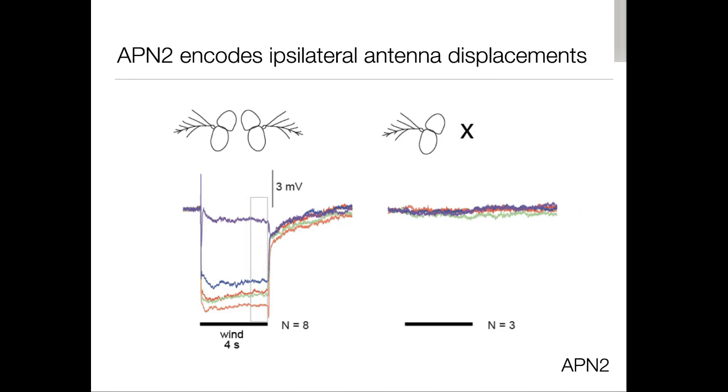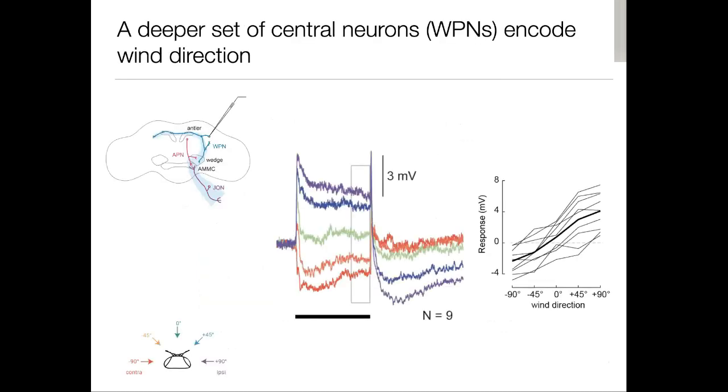Okay. So then she went looking for neurons that might be integrating signals across the two antennae. And she did this through a slightly crazy, but ultimately successful whole cell electrophysiology screen. So we looked for neurons that got input in this area called the wedge that these APNs project to.